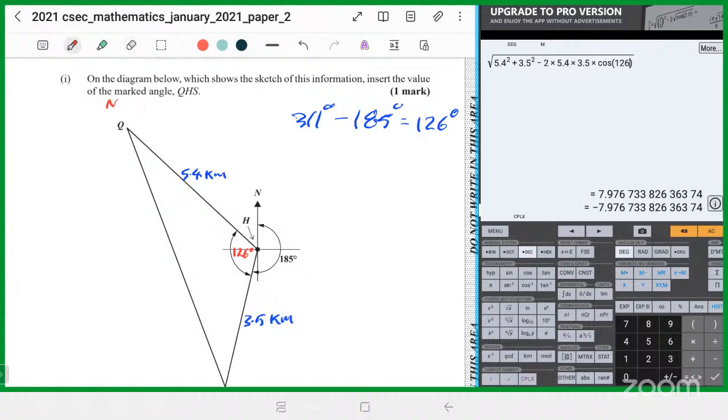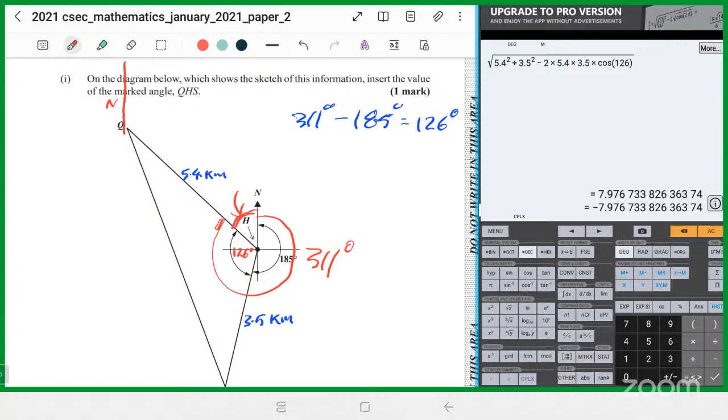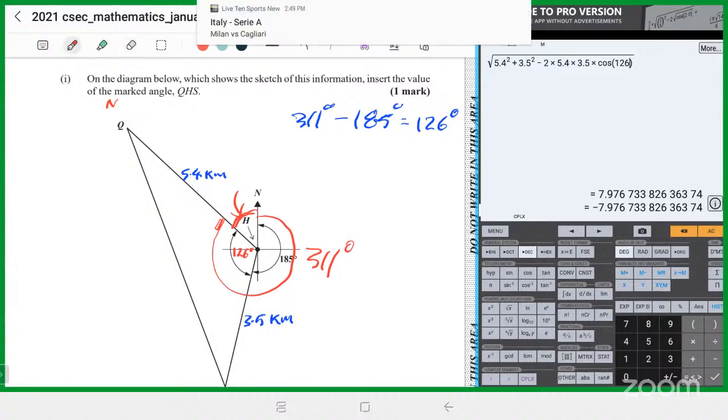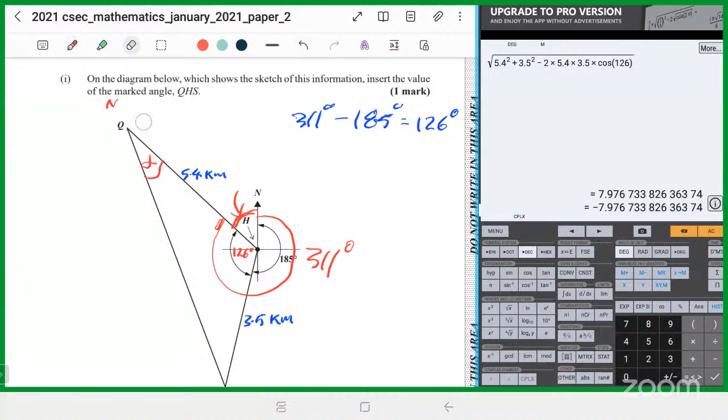I see a way to do it that involves finding this angle. Basically, it's 311 minus 360 from 360, which gives us this angle. Then we would use the north line, so these two angles add up to 180. I will put on this angle and then add it to alpha. But let me see if there's another way that we could do it.